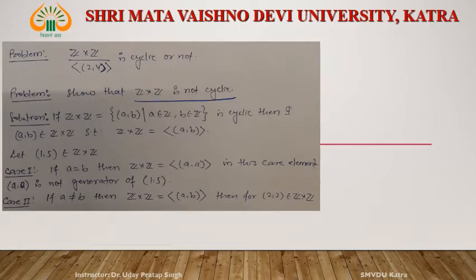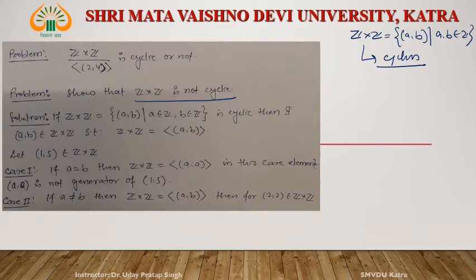Z cross Z is not cyclic. Let us assume it is cyclic. What is Z cross Z? Z cross Z contains all the ordered pairs (a, b) such that a, b belong to Z, right? We have to show that this is not cyclic. Let us assume this is cyclic.